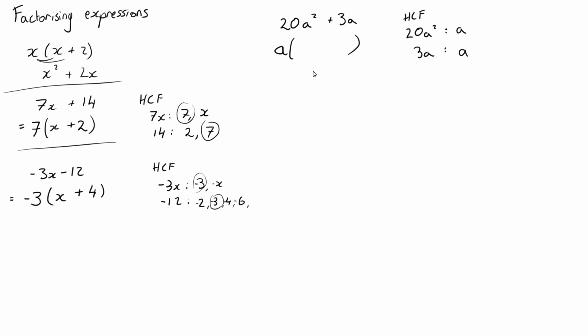So we're just going to take a as a factor and say a times what gives us 20a squared. Well, we're missing a 20, so that has to be the coefficient. And a times a would give us a squared, so it's 20a. A times what gives us 30a? Well, the answer is 30, so plus 30.